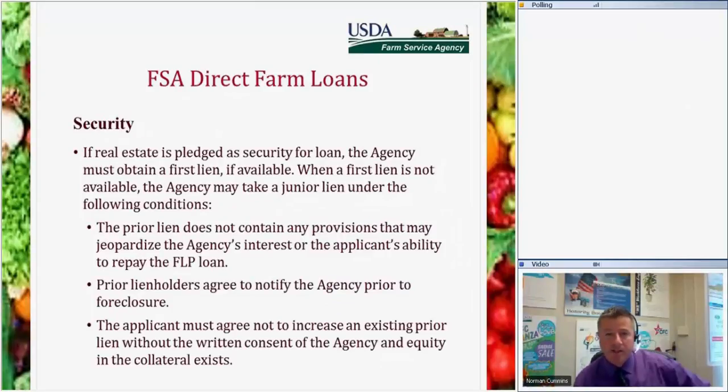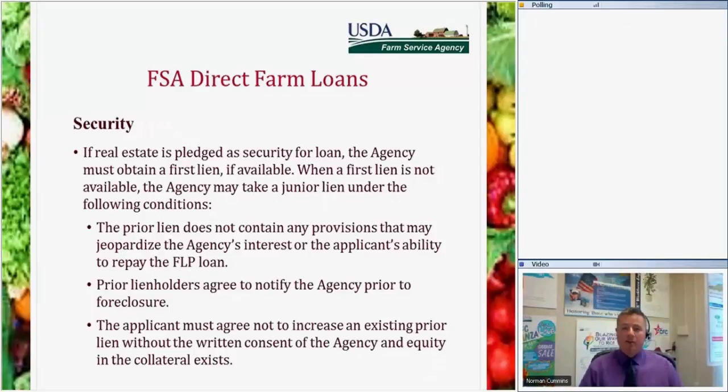So if you're going to do real estate, we're going to require the first lien if available. If not, we're going to take a junior lien under the following conditions. If the lien contains any provisions that may jeopardize the agency's interest or applicant's ability to repay the FLP loan, we're going to look at it heavily, especially if we're going to be doing a junior lien.